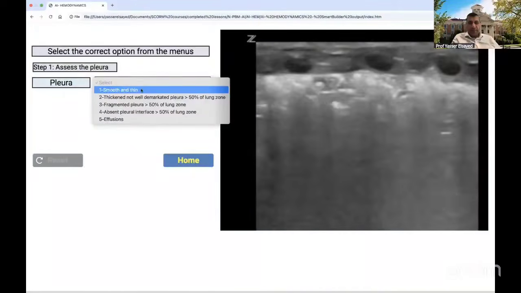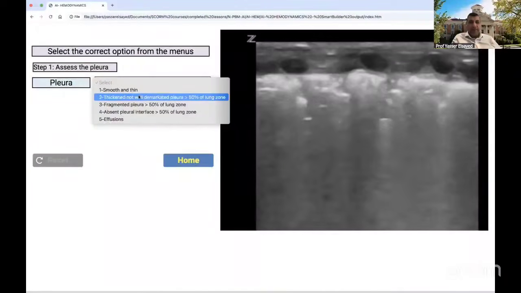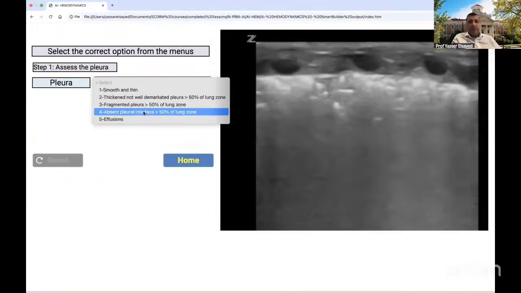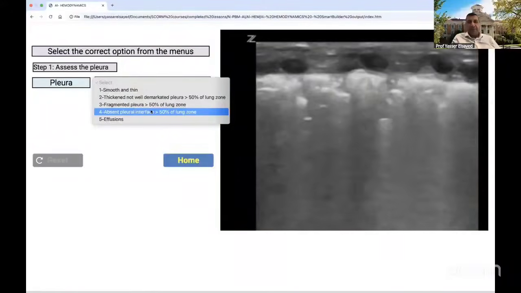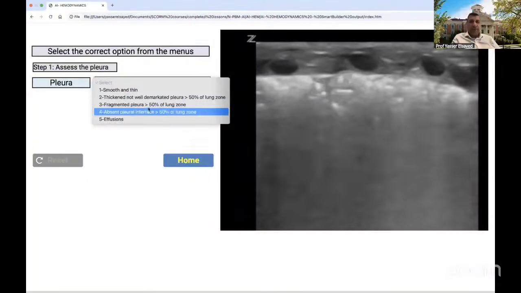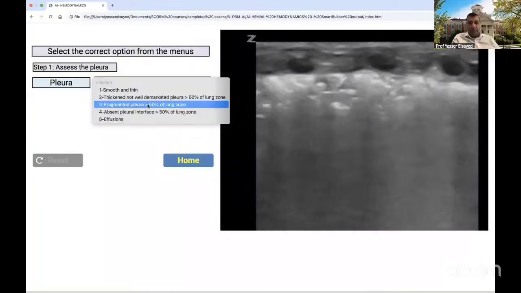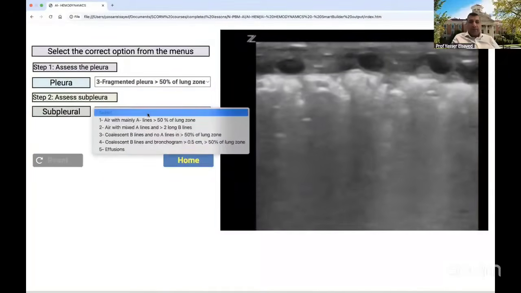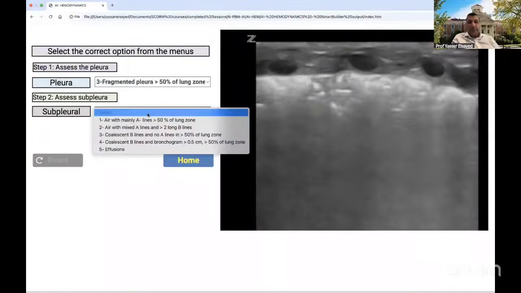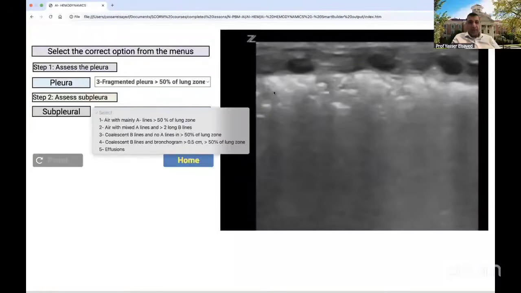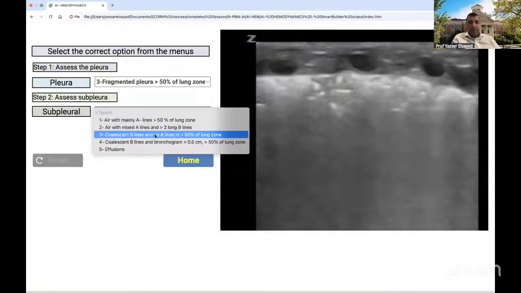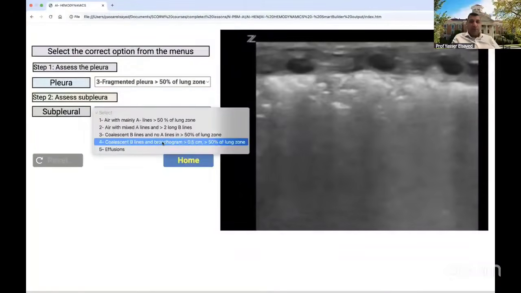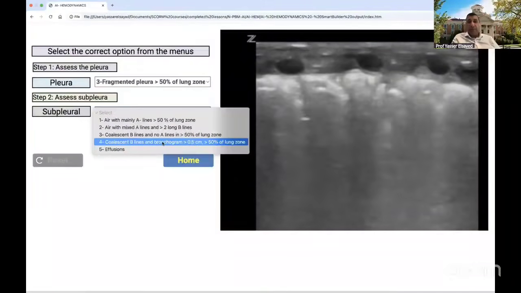Is it a smooth, thin pleura? Definitely not thickened or fragmented or absent. You cannot see the pleural interface for more than 50% of the lung zone, or there is effusion. So it is fragmented pleura. And then it asks you what you see below the pleural line here in the lung. Is it A lines or B lines or coalescent B lines or coalescent B lines with air bronchogram?